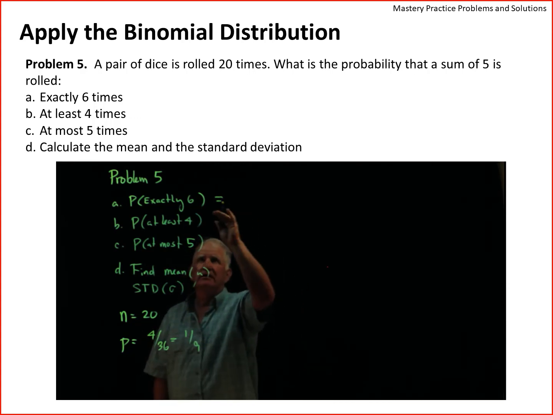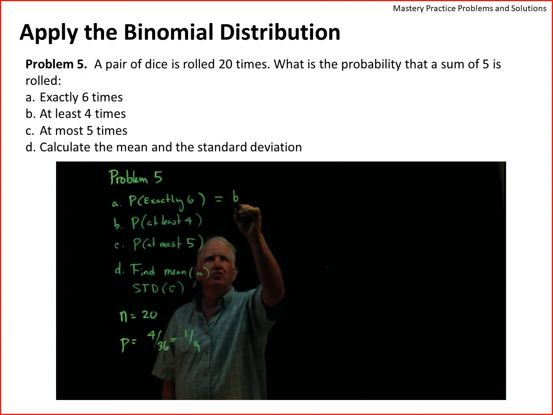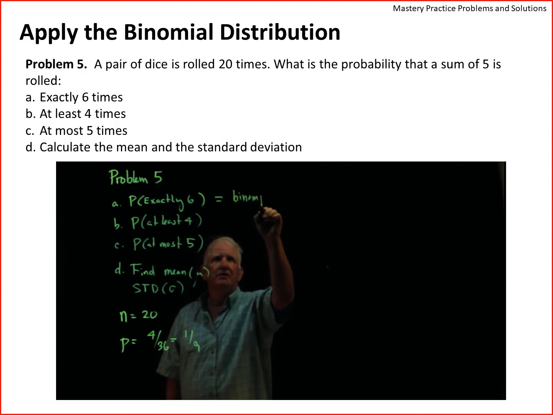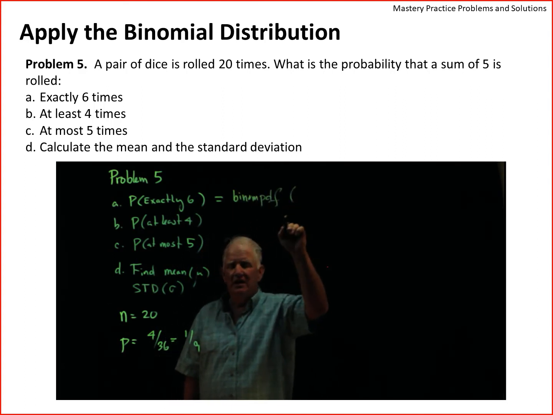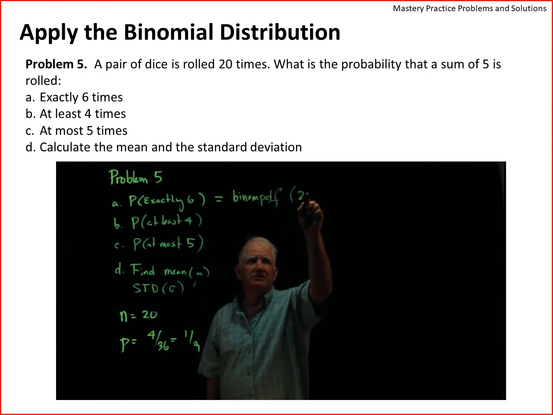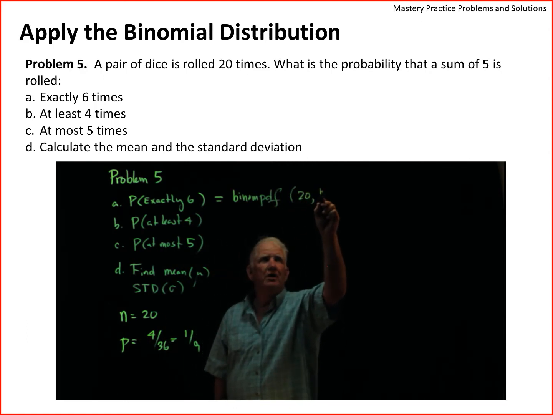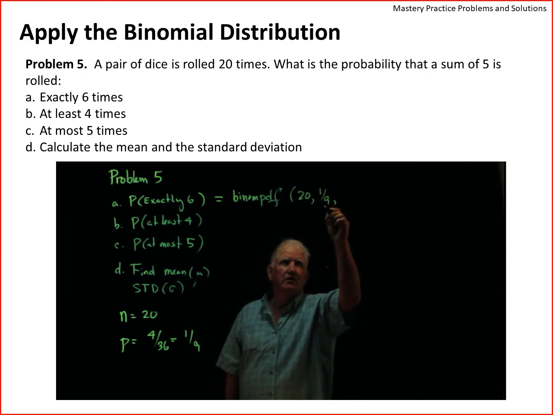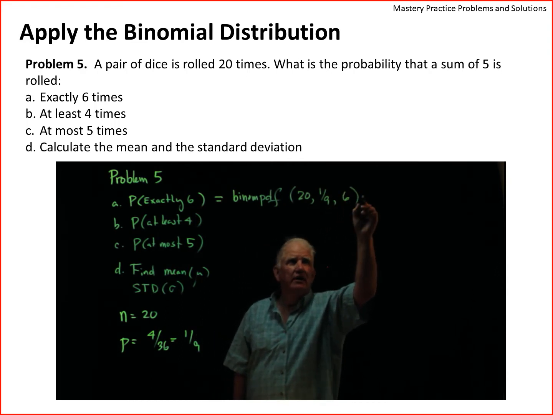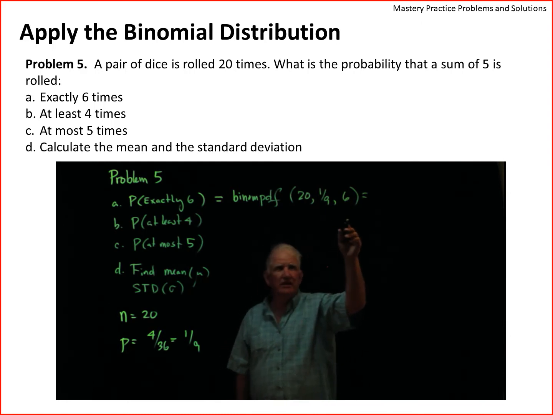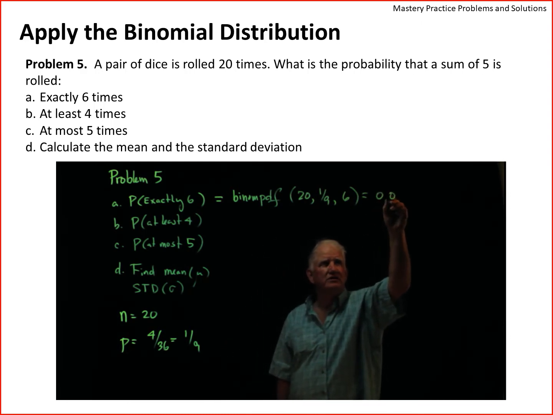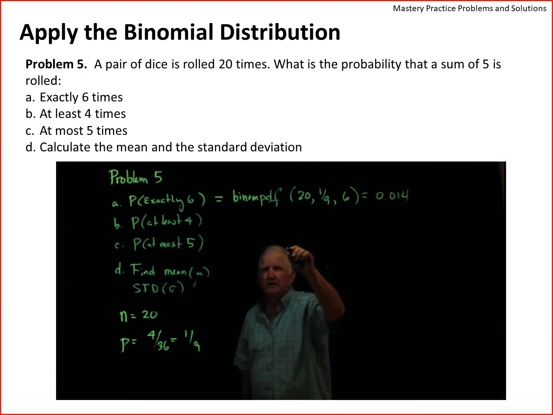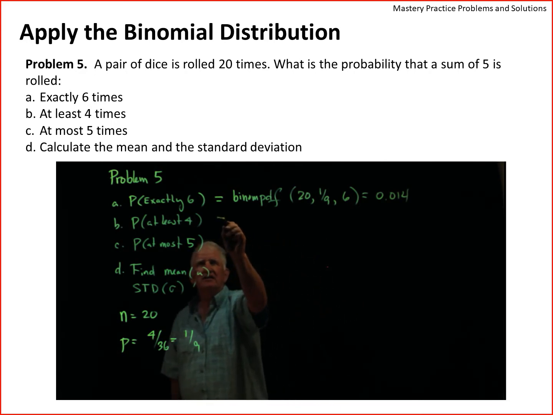That's what that means. Exactly 6 means we're going to go to binomial PDF, and we're going to load NPX. We always load NPX in that order. 20, 1/9. Remember, you can put 1 divide 9, and the calculator will take care of it. And exactly 6, and that is 0.014, I hope.